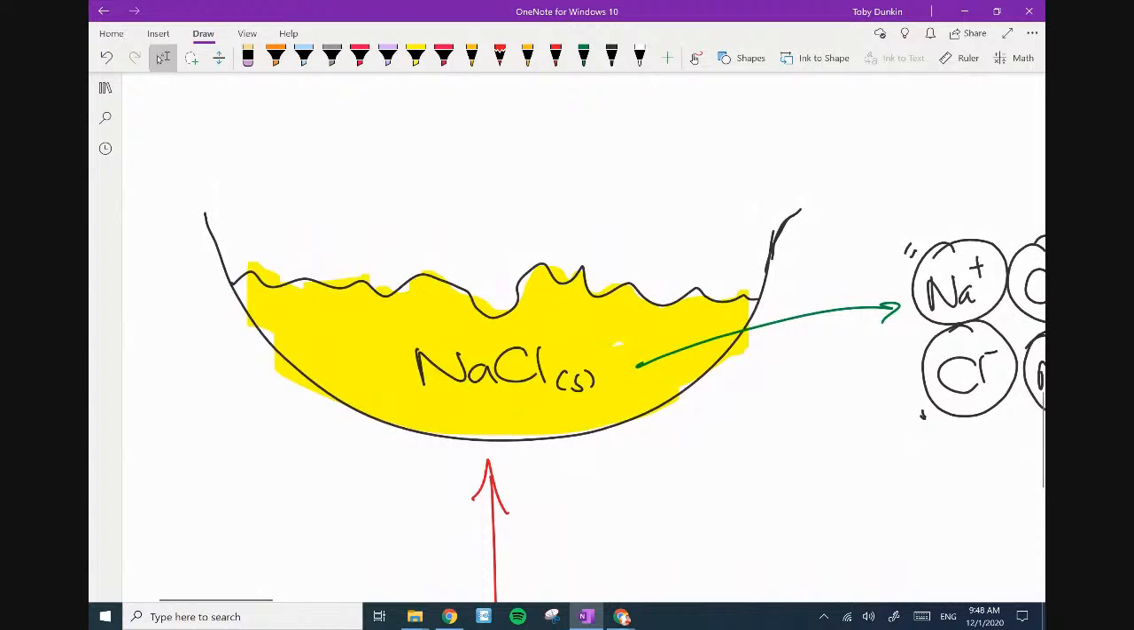So once we've heated this to 801, the state symbol changes. We can now change this to the state symbol liquid.